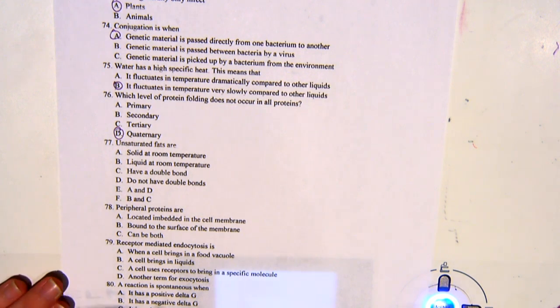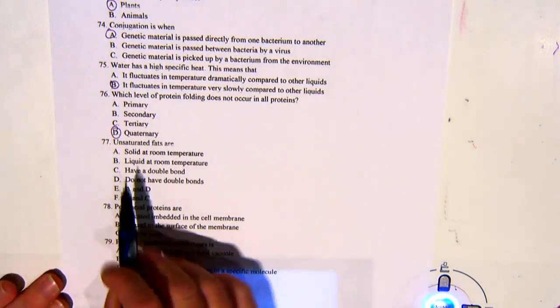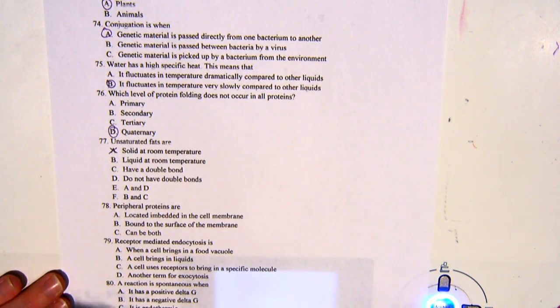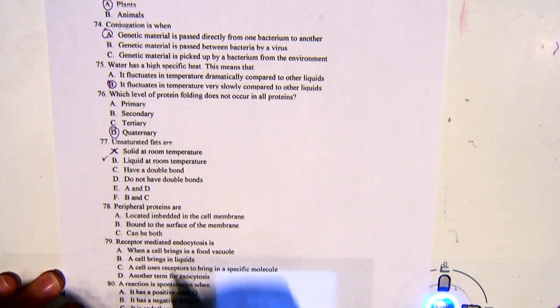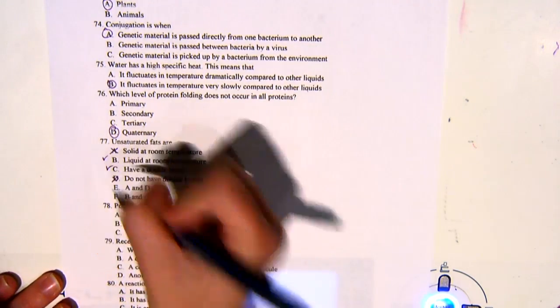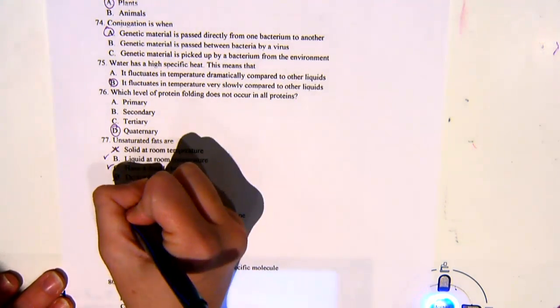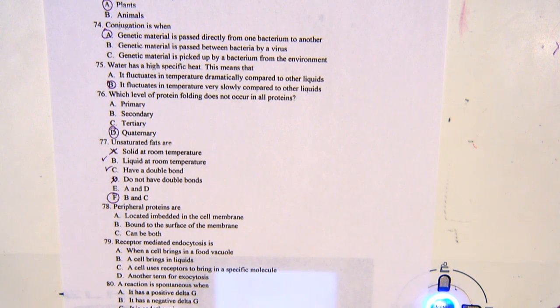Okay, 77. Unsaturated fats, are they solid at room temperature? No. Are they liquid at room temperature? Yes. Do they have a double bond? Yes. So that means D is wrong. So 77 would be B and C, which is choice F. Unsaturated fats are liquid at room temperature and they have a double bond. Saturated would be A and D.